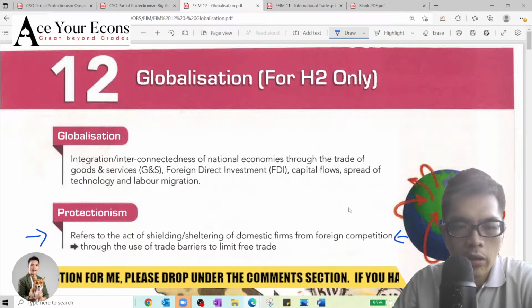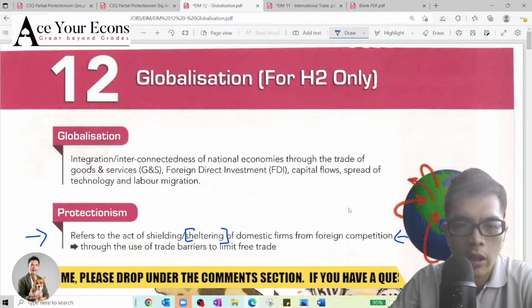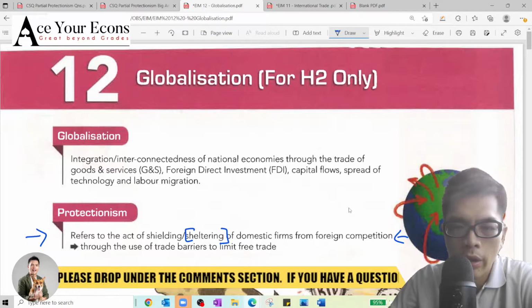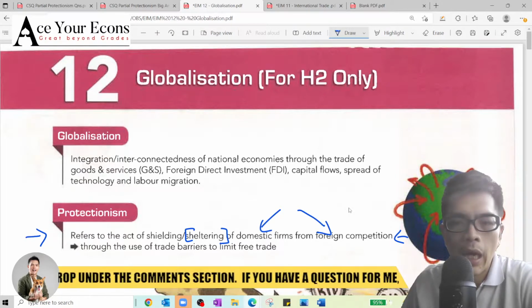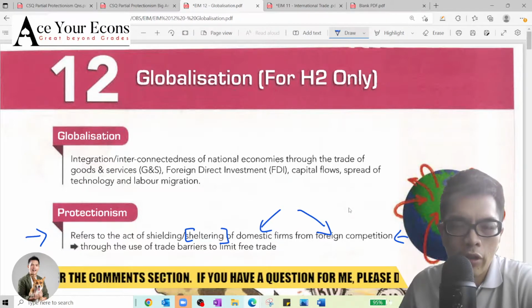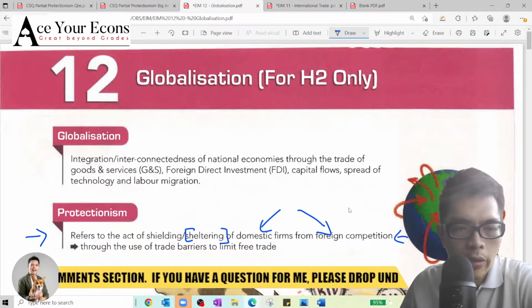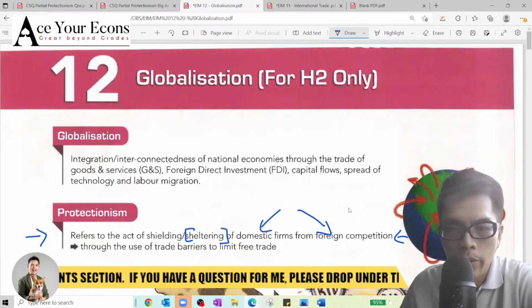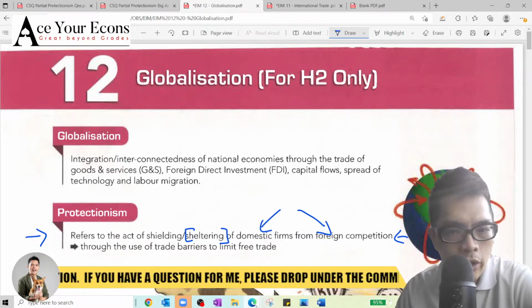Clear? So a few keywords to take note. We are sheltering domestic firms from foreign competition. So you have to know these are the two parties involved, domestic and foreign. Especially for trade, you need to be very familiar with domestic and foreign. Today we'll be illustrating some use of trade barriers. So make sure you know the definition by heart.